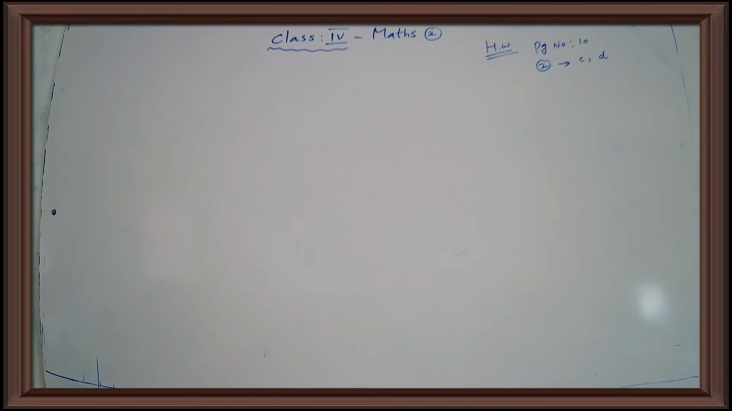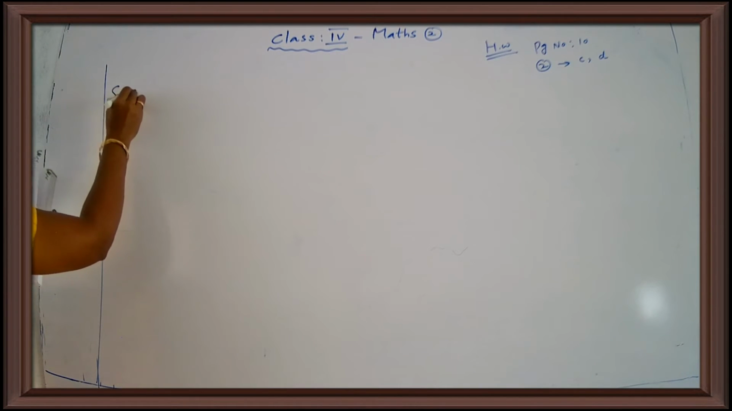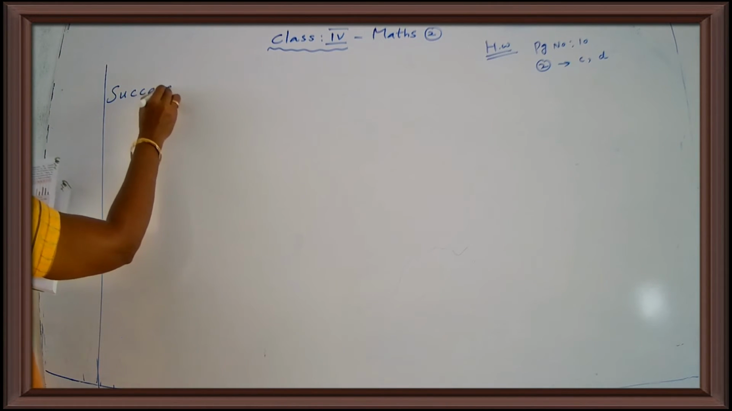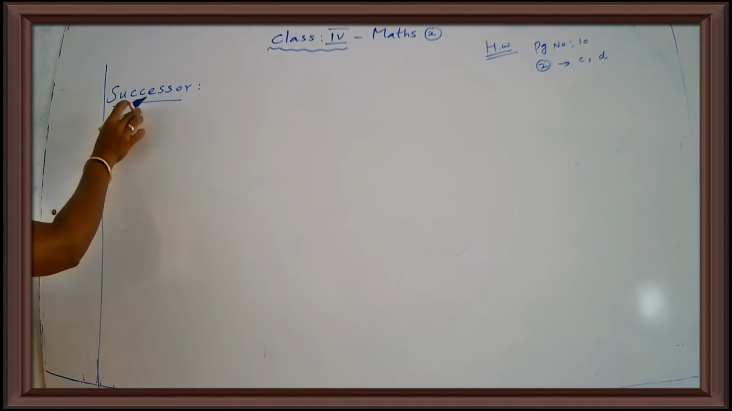Now I will write the definition, so you continue your writing. Copy it in your classwork note. Write fast, children. Successor and predecessor. Write the heading, then the subheading, successor. Continue the classwork. Don't leave any page. Once a question and answer is completed, you draw a line using your scale.